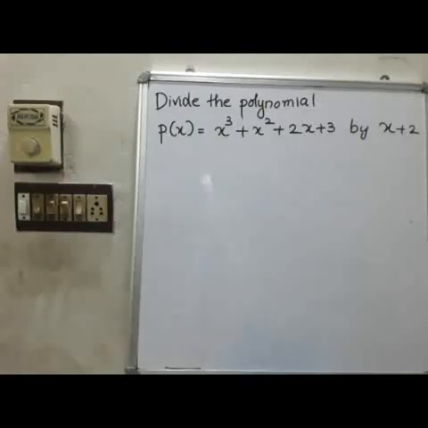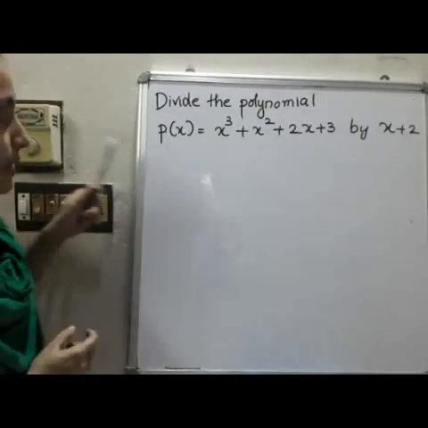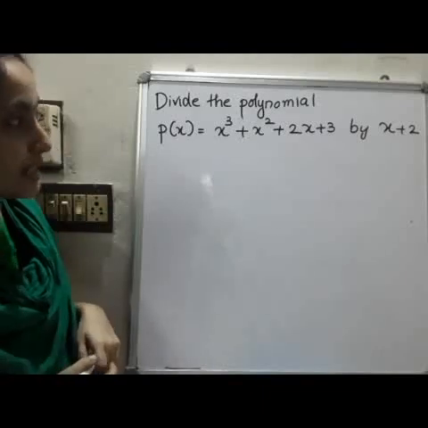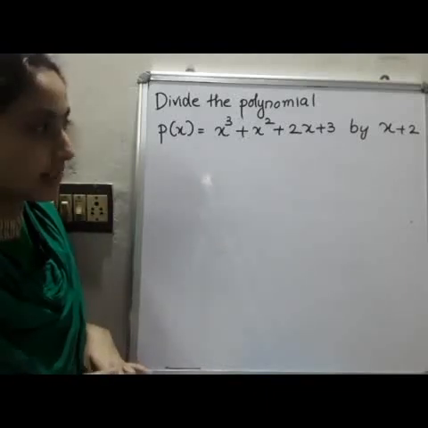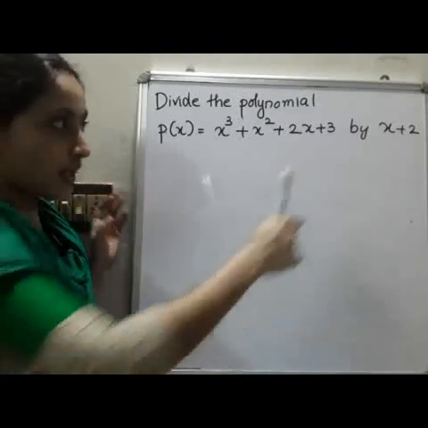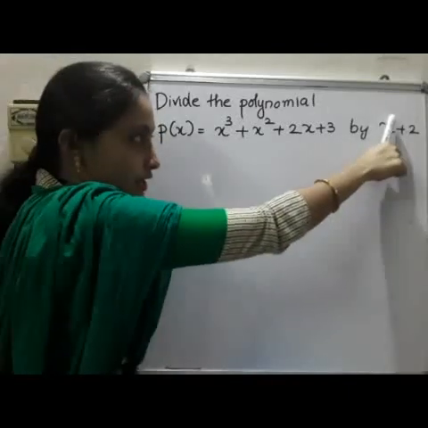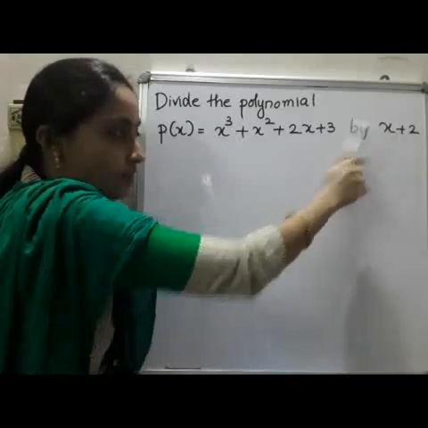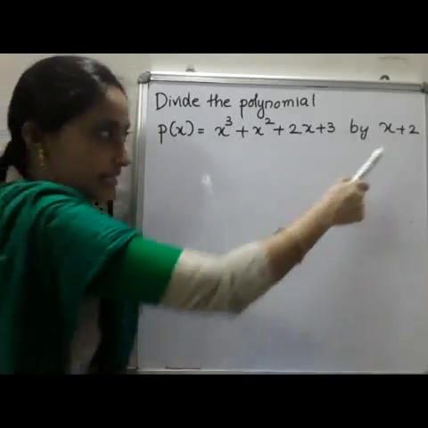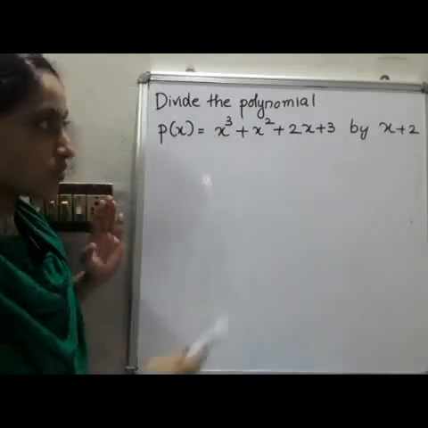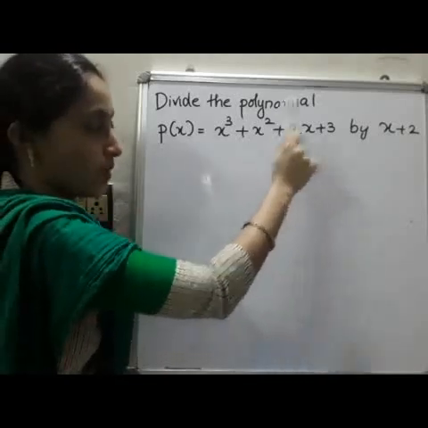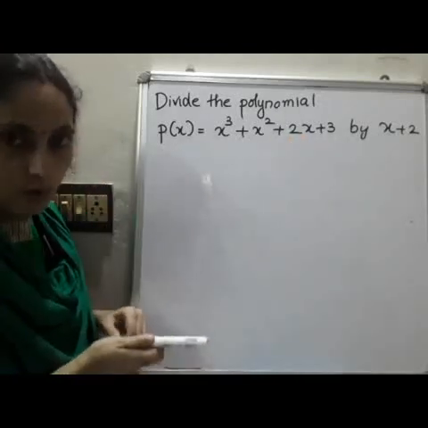This is the question. Divide the polynomial p of x is equal to x cube plus x square plus 2x plus 3 by x plus 2. Here two terms are there. The degree of this polynomial is 1, so that is a linear polynomial. So you have to divide the cubic polynomial by a linear polynomial.